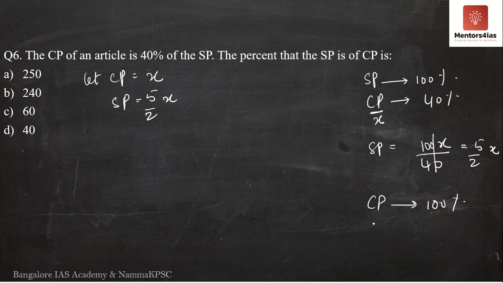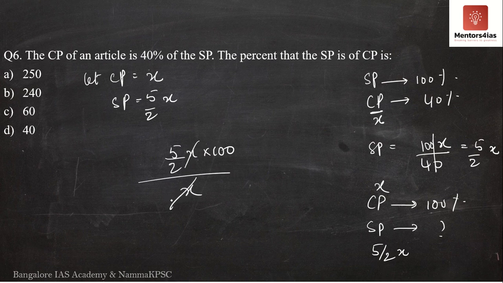So if cost price is 100%, what is selling price with respect to that? We know selling price is 5 by 2x. Cost price is nothing but x. So it is nothing but 5 by 2x into 100, whole thing divided by x. X and x get cancelled. 5 into 5 is 25, so it is 250. Therefore the correct answer is option A. The correct answer is 250%. If cost price is 100%, selling price is 250%. So there's a difference of 150%. So the profit percentage is 150%.